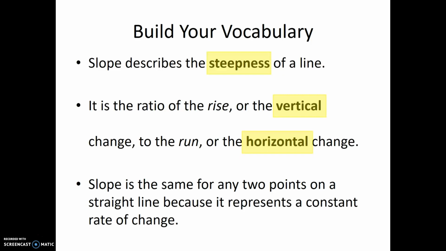But you can see me if you still need help. Okay, so slope describes the steepness of a line. We've already learned that. This is at the top of your notes, by the way, on day 13. It is the ratio of the rise, or the vertical change, to the run, or the horizontal change. So it's basically how much you're going up or down as you're going forward. If you were taking off in an airplane, you would be going in a straight line up while you go forward, and that would make a diagonal, and that would be your slope. Slope is the same for any 2 points on a straight line because it represents a constant rate of change.